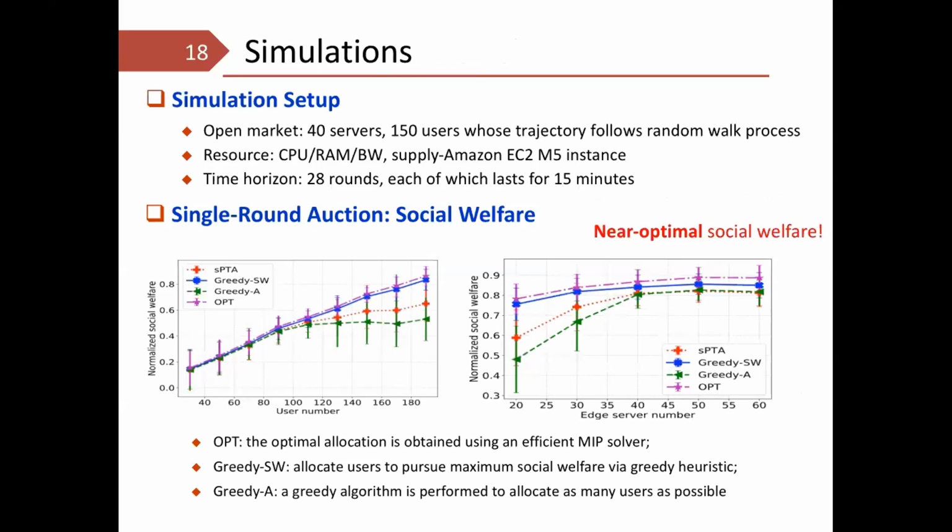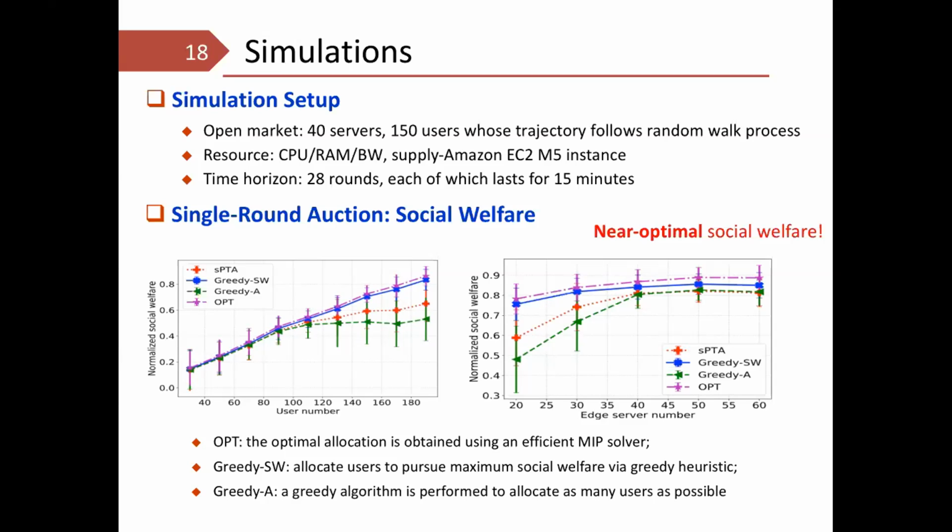So let's come to simulation. We first compare single-round SPTA with 3 benchmarks. The first is OPT, which uses MIP solver to obtain the optimal solution. The second is greedy SW, a greedy heuristic that pursues the maximum social welfare. And the last is greedy A, which greedily allocates as many users as possible.